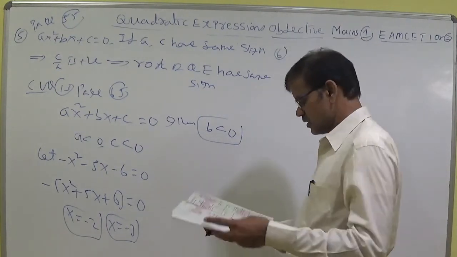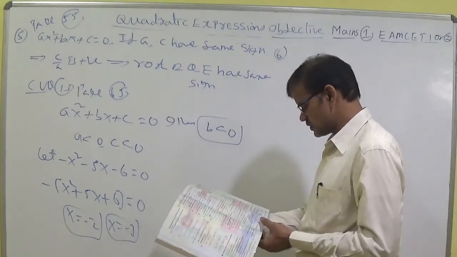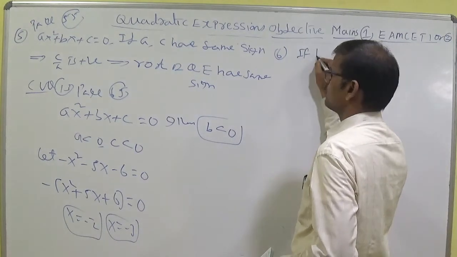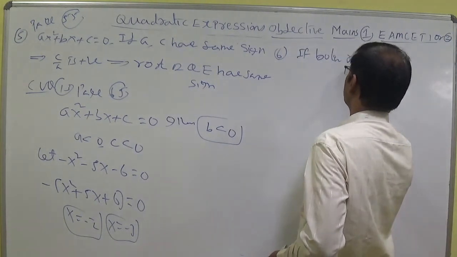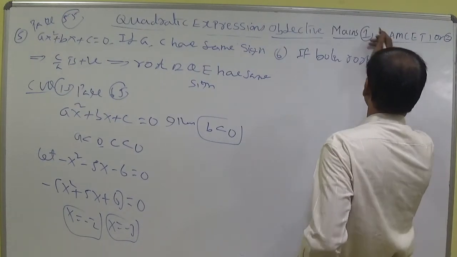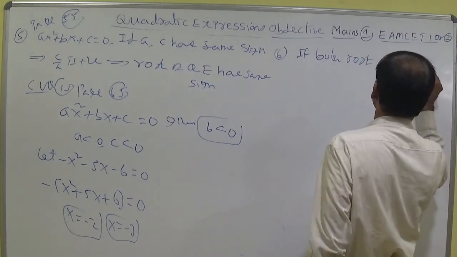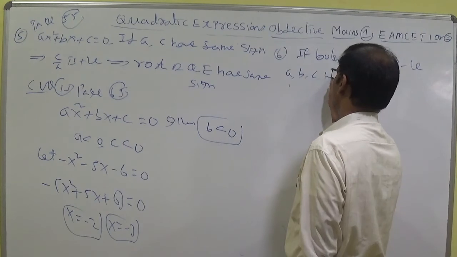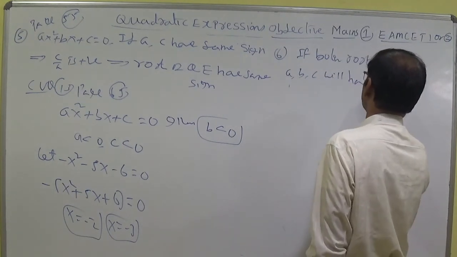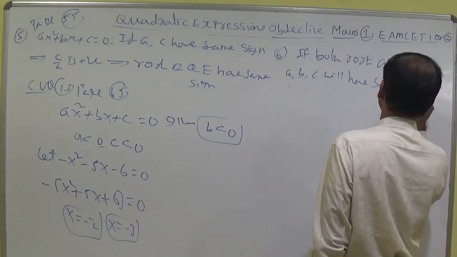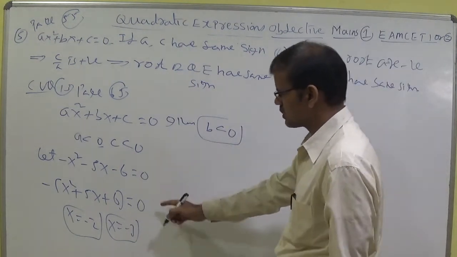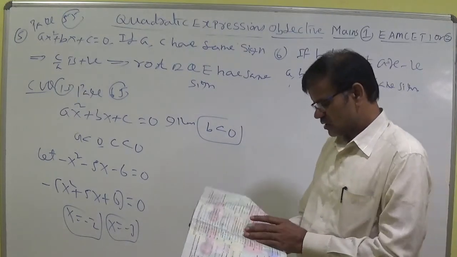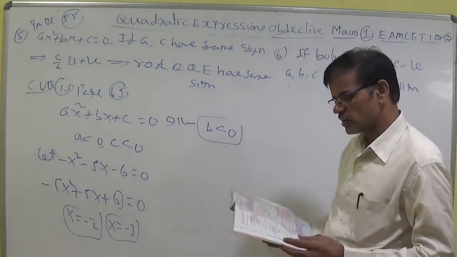Next, the 6th point depends upon the synopsis. If both roots are negative, I am writing now: if both roots are negative, then a, b, c will have the same sign, because both roots are negative, for example x square plus 5x plus 6. a, b, c have the same sign. This is also CUQ 13, students.